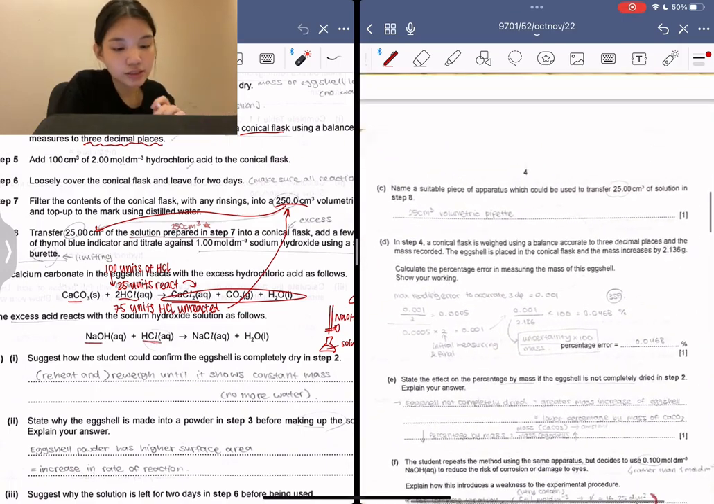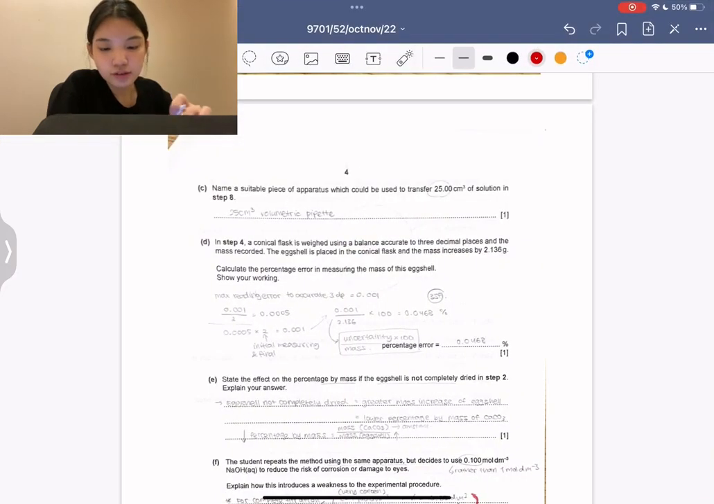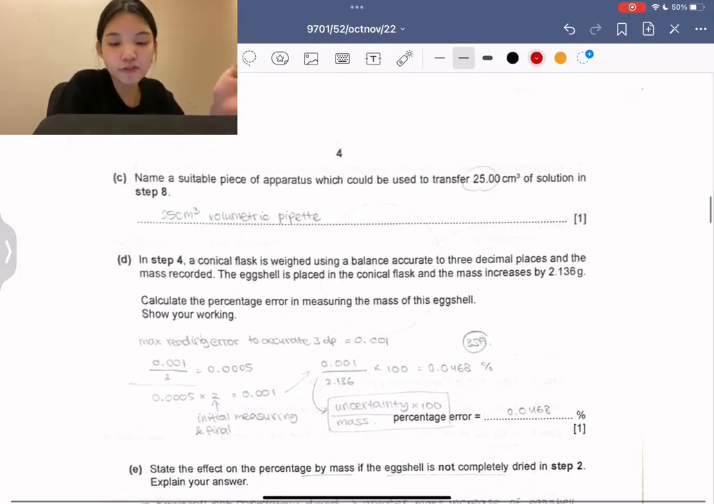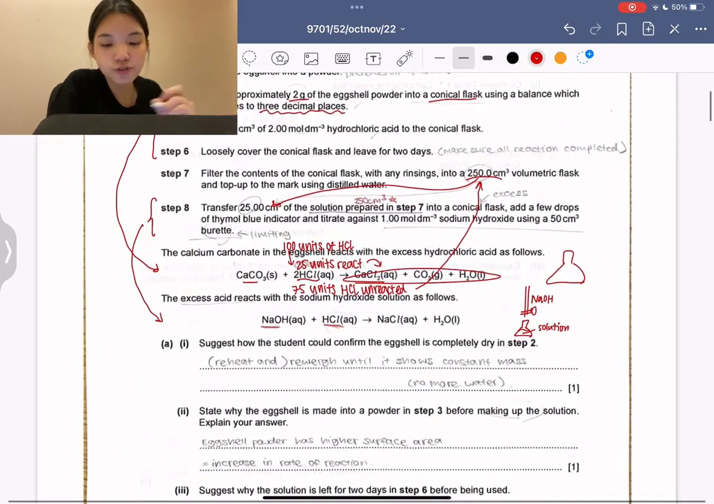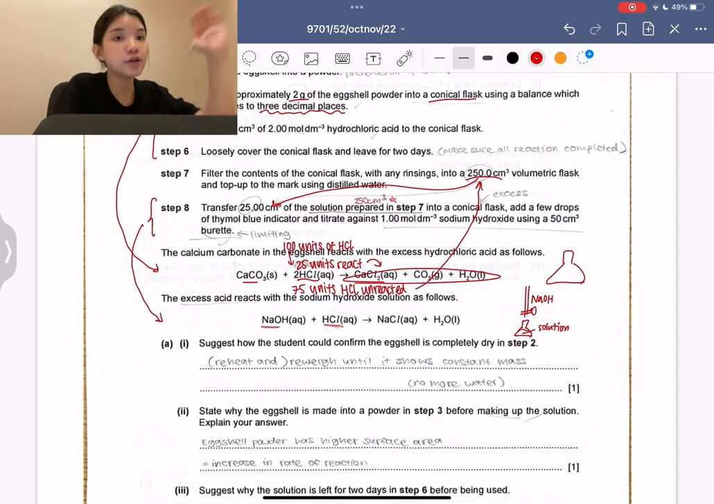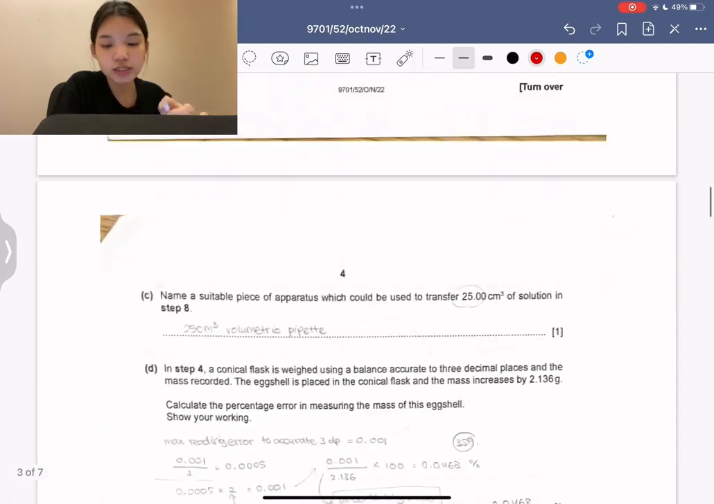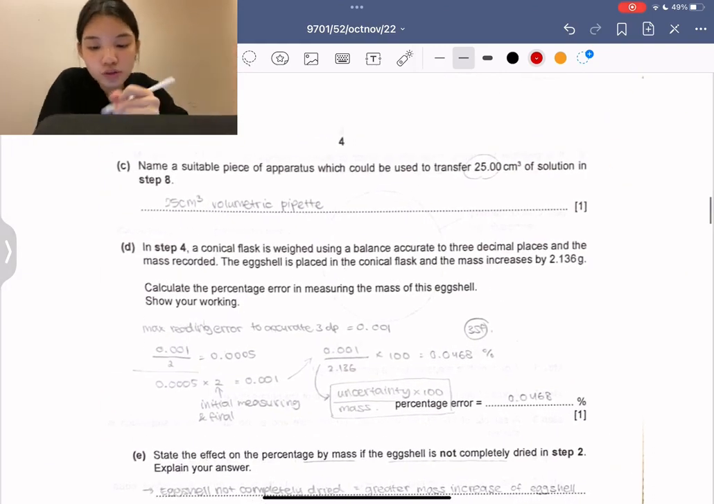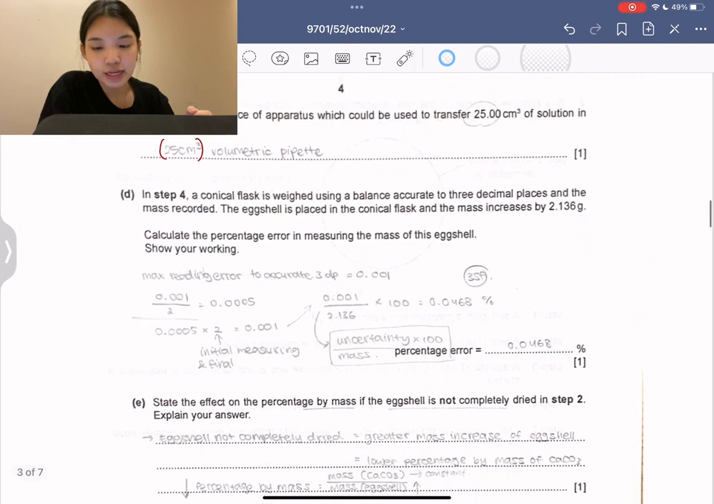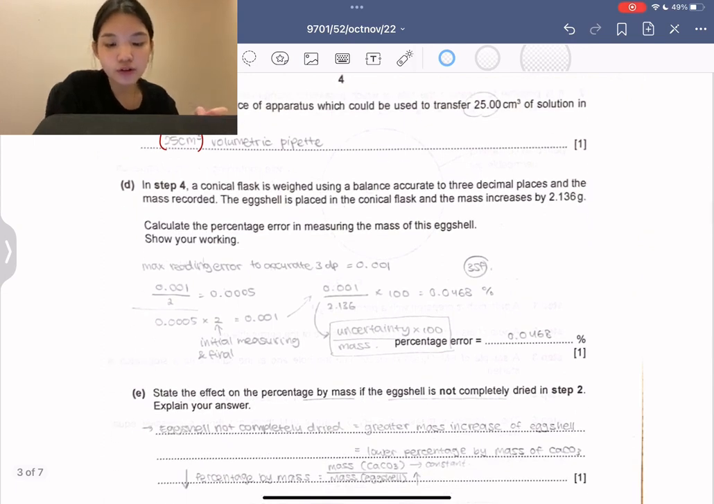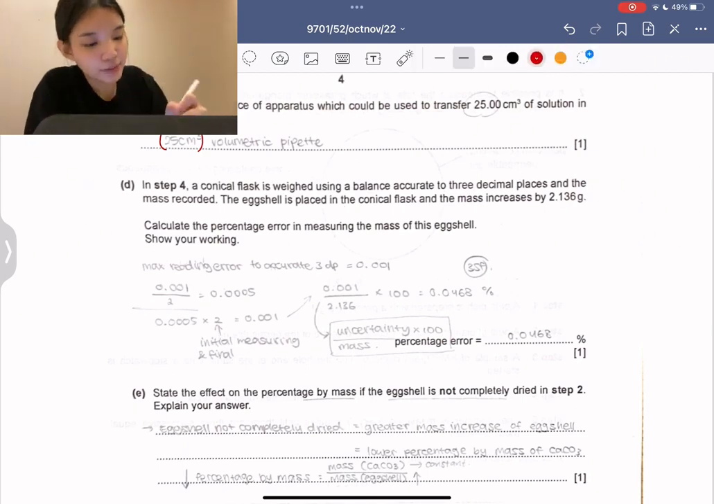So next is C. Name a suitable piece of apparatus which could be used to transfer 25 cm3 of solution in step 8. Step 8 is to transfer the 25 cm3 from the 250 cm3 volumetric flask. In this case, you would put in brackets, 25 cm3 volumetric pipette, so that it is precise.